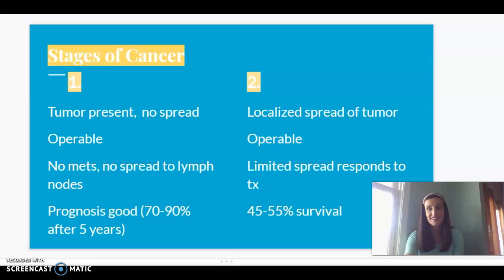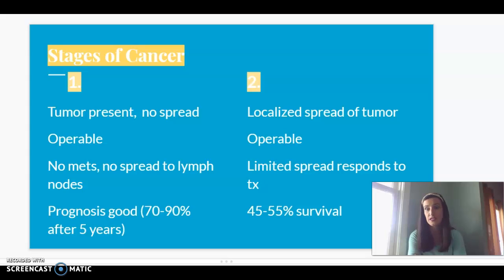All right, moving on to the stages of cancer. This is something that you're going to want to be aware of. I know that we cover a lot of different stages with the different conditions, but especially with cancer, just realize that one is the milder, and then it progresses on down to 4, which is the real severe. Okay, so in stage 1 they'll have a tumor present, obviously, but no spread of the cancer, so that's great. It means it's operable, usually fully operable. There would be no METs, no spread to the lymph nodes, and prognosis is good. So you see there 70 to 90% survival rate after 5 years.